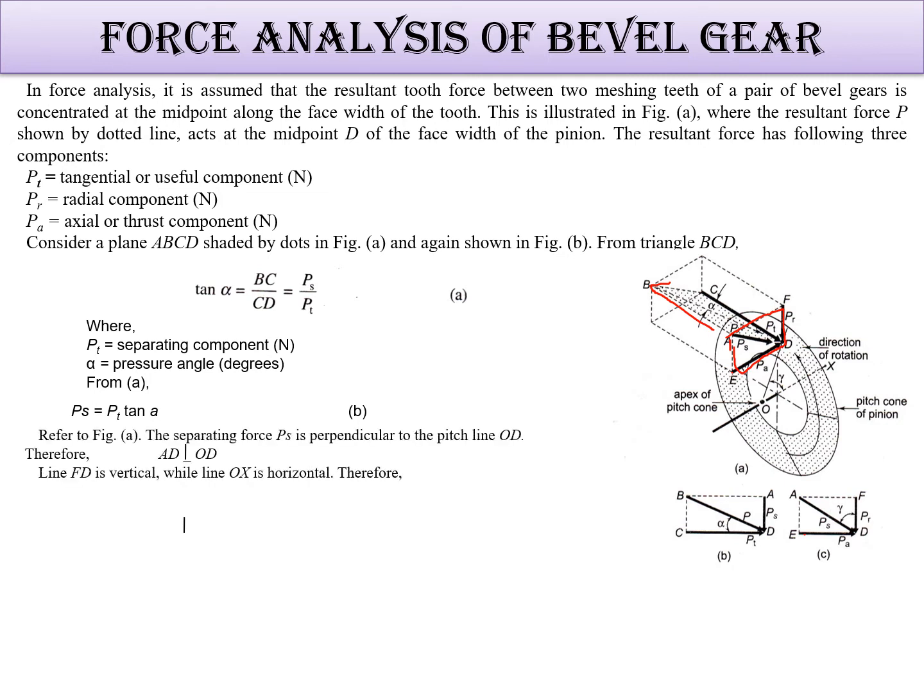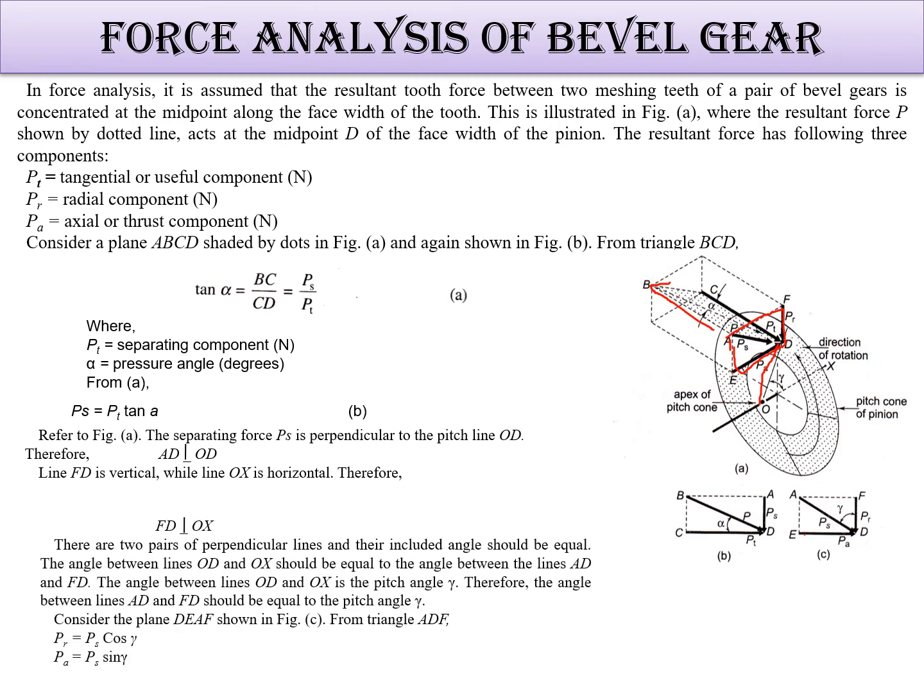Now you can see that this AD is perpendicular to OD, this line OD. Based on that, in the same way, this FD is perpendicular to this ED, or you can say the OX, the axis line, pitch cone. So based on this, we can say that for this plane, the radial component PR is equal to PS cos of gamma and PA is equal to PS sine of gamma.